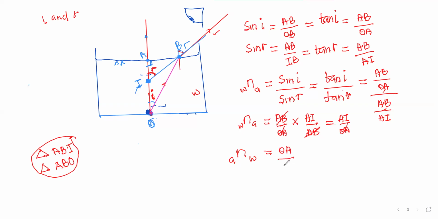Now from the diagram, what is OA? From the diagram, what is OA? So this OA is the real depth. Ashima, please be talking. So OA is the real depth. And then AI, what about AI? So this is the apparent depth.